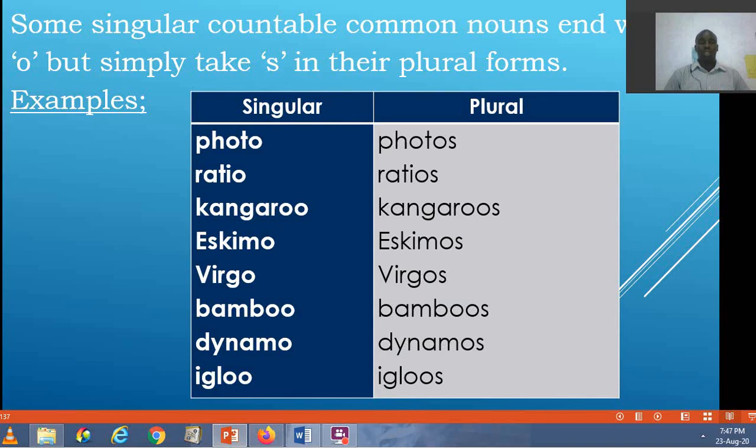Kangaroo, kangaroos. Eskimo, eskimos. Eskimos are people who live in cold areas like Iceland. They were always called Eskimos, but these days they are called Inuits. And for those ones, the Inuits, since they live in these very cold places, they build houses which are made of ice.